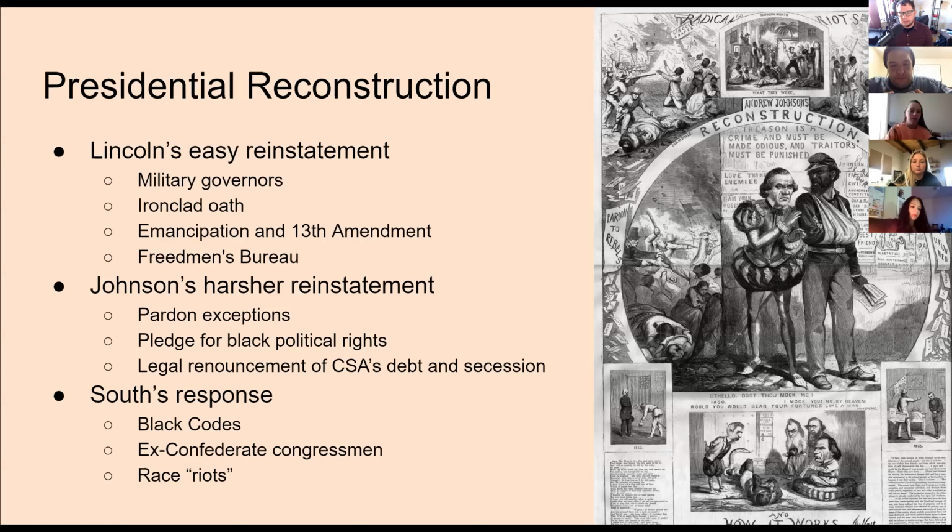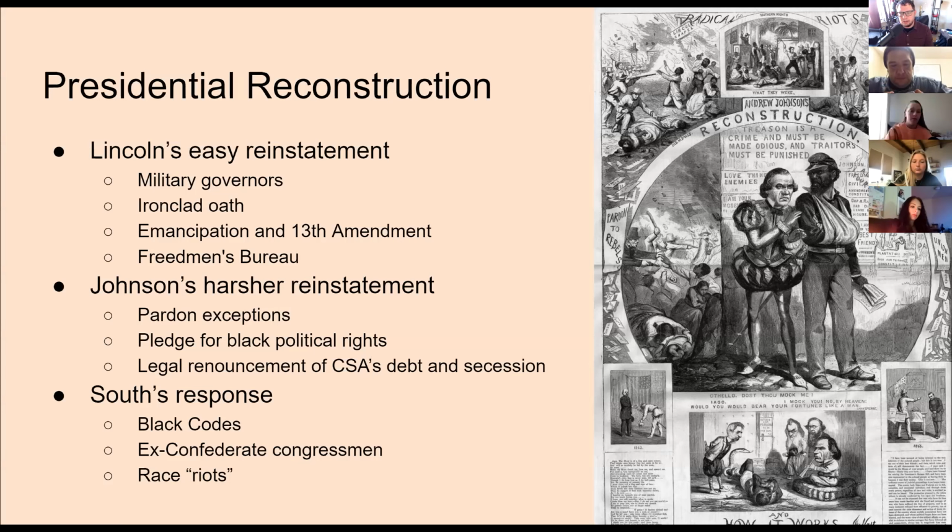But that did not come to pass before Lincoln was assassinated. And his successor, Andrew Johnson, was actually, contrary to popular belief, harsher about Reconstruction than Lincoln. Lincoln wanted it to be very reconciliatory. That ironclad oath is not that harsh of a measure. So Johnson had much harsher measures.